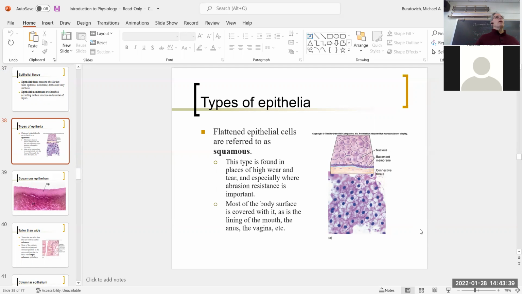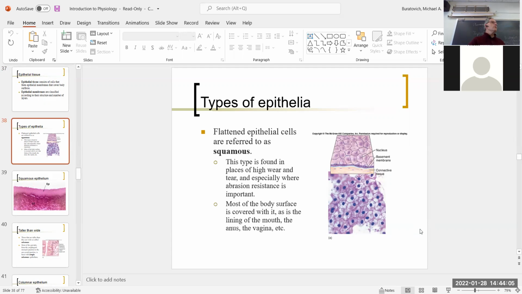Put thinking caps on and think of some places where you might have areas that undergo high shear force. Anybody care to venture a guess? Joints, skin around joints, yeah. Synovial membranes. Areas of them, yeah, are squamous. Other areas are more columnar.